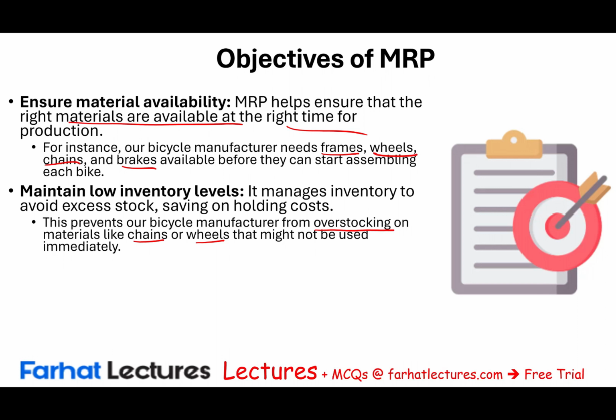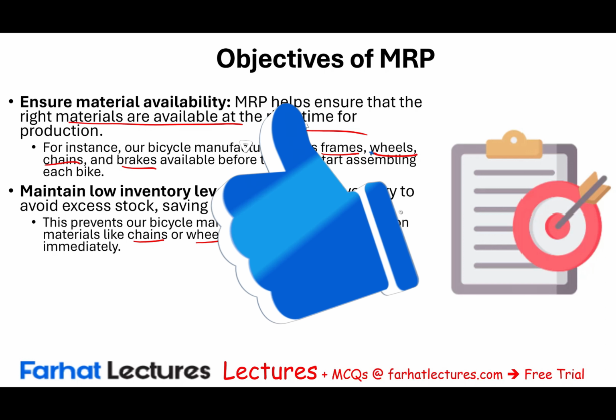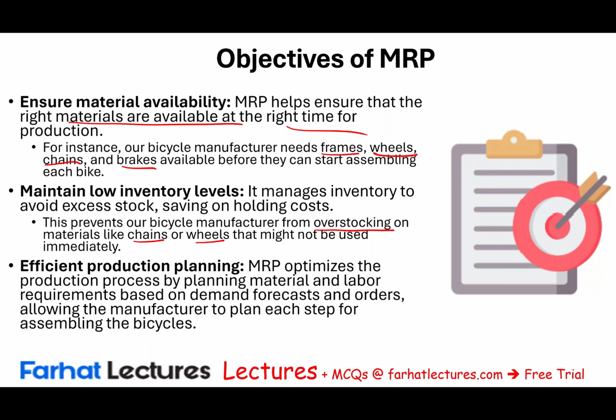Similar to the just-in-time system, but the software is planning all of this. So you have what's called efficient production planning. MRP optimizes, in quotes, the production process by planning material and labor requirements based on demand forecast and orders, allowing the manufacturers to plan each step for the assembling of bicycles. So the whole point is to have an optimal production planning system. So you minimize your inventory, you know how much labor you need, and you order the proper amount.